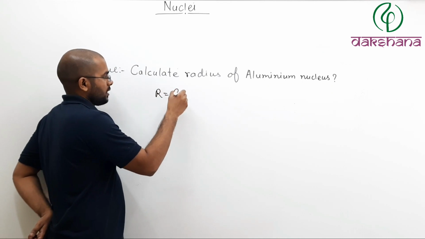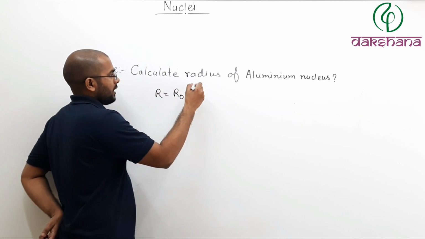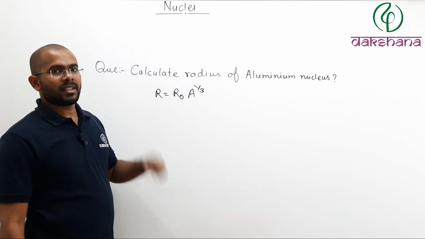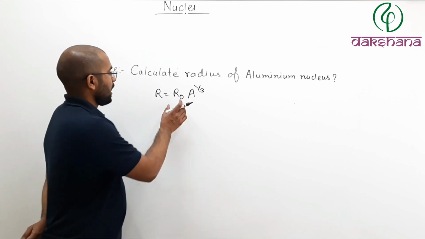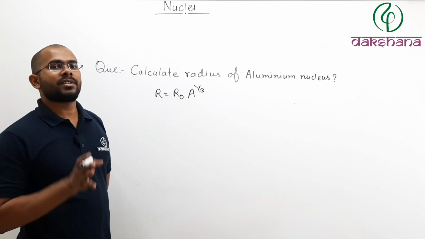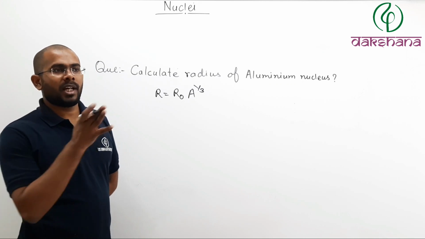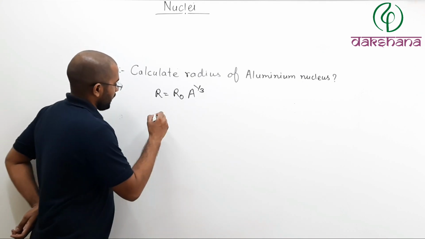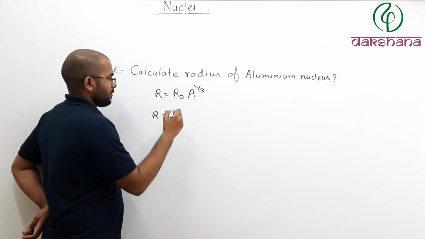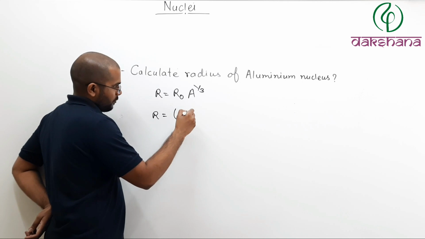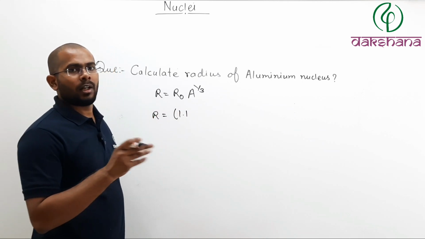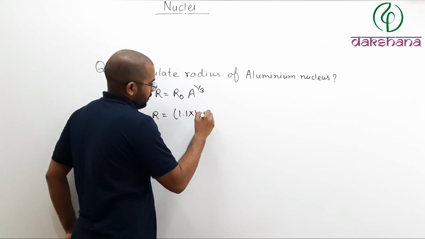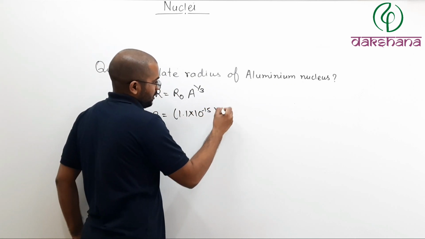Radius equals r naught a to the power 1 by 3. Here a is your mass number, and r naught is a constant which is the same for every element, be it hydrogen, oxygen, nitrogen, aluminum, uranium, anything. So the radius of the nucleus will be R equals R naught, and R naught is 1.1 Fermi meter. How much is a Fermi meter? 10 to the power minus 15 meter.